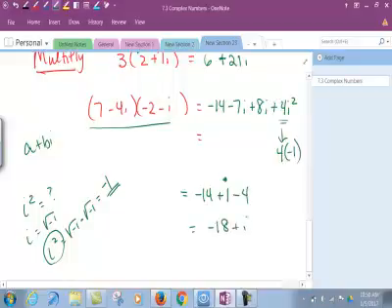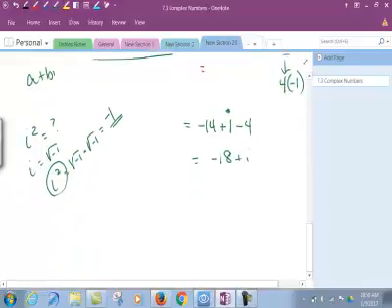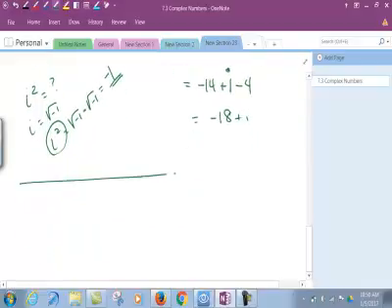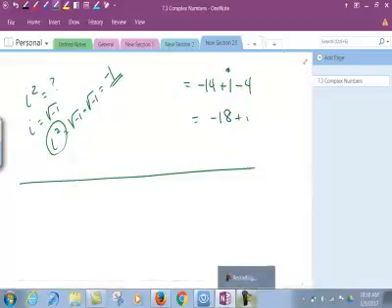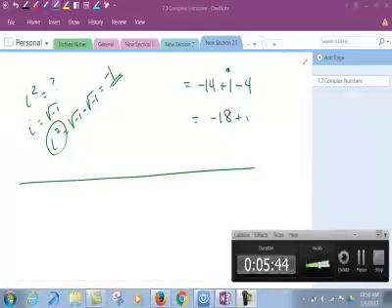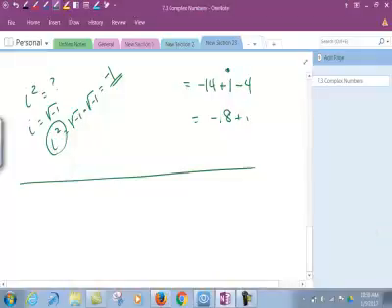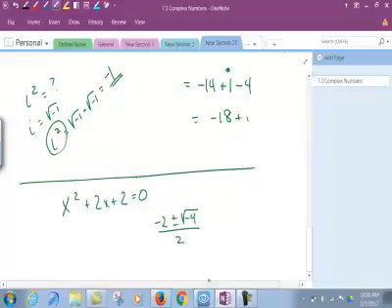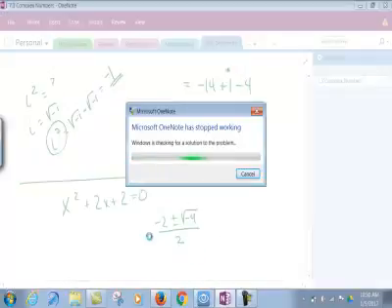Okay? Perfect. All right, so that's addition, subtraction, and multiplication. Let's talk a little bit about that problem we started out with. You recall x² + 2x + 2 = 0. We ended up with negative 2 plus or minus square root of negative 4 over 2.